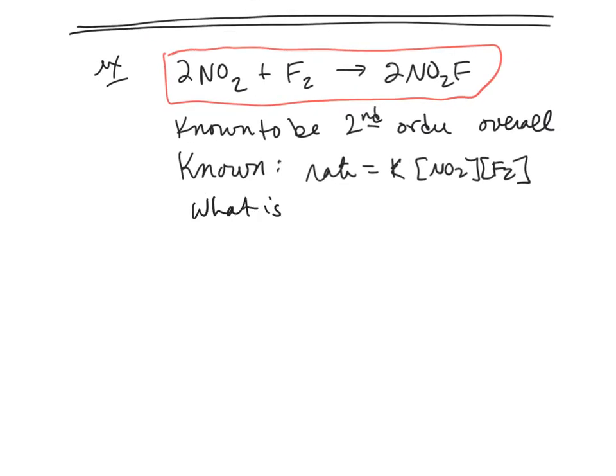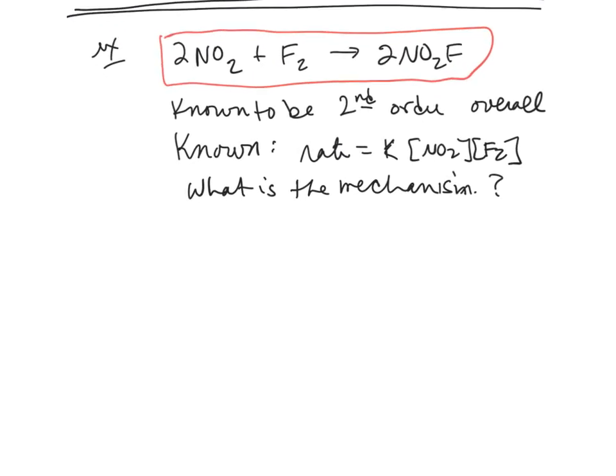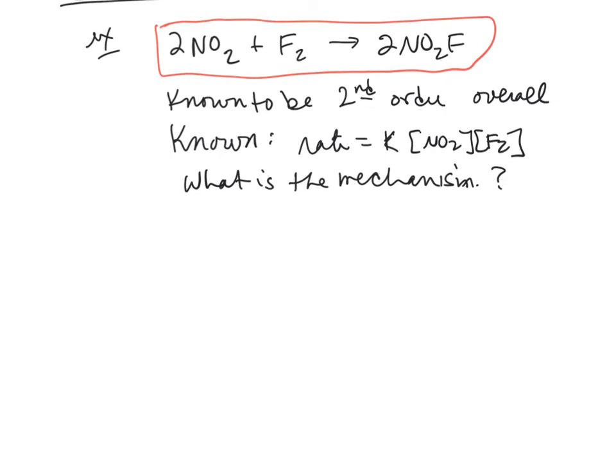You just have to guess, or on our tests it'll be given and you'll have to work with it. But what is the mechanism? If you're doing an experiment with a new reaction in the lab, you have to make a guess, and then you have to see if it's not only consistent, but if it's true. So you have to actually try to detect your intermediates. Okay, so what if we did a guess here?